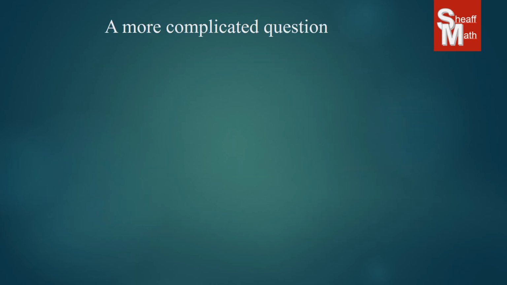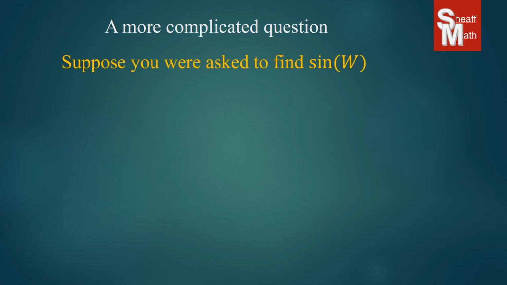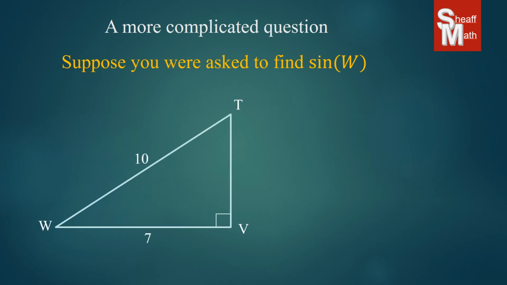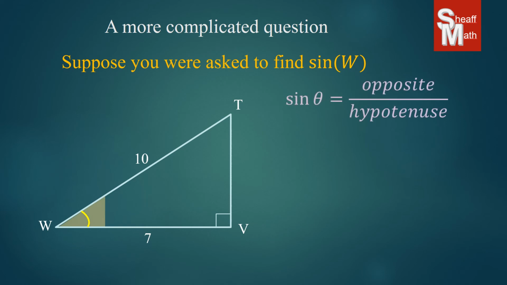All right, let's look at a more complicated question that you might come across. Suppose you are asked to find the sine of W. I have a different triangle this time with different numbers. The W here is right there, and we're looking for the sine, which is opposite over hypotenuse. But we have a little problem. Our opposite value is missing. We don't know what VT is equal to.